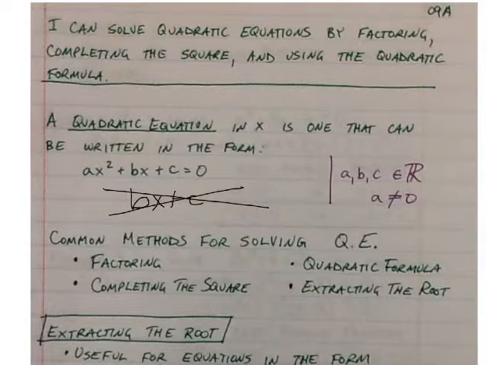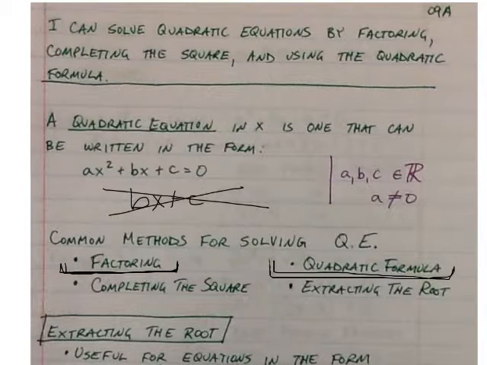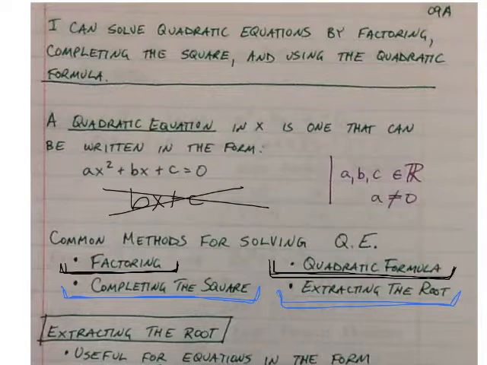So there are 4 common methods for solving a quadratic equation. The first method is factoring, and we should be pretty comfortable with factoring from Algebra 2, so I'm going to move through that rather quickly. There's also the quadratic formula, which I remember quizzing you guys on at the start of the year, and you seem to remember it. And then the last two, which probably are relatively new to you, are completing the square and extracting the root. Extracting the root is very straightforward, so I'm going to start with that one.